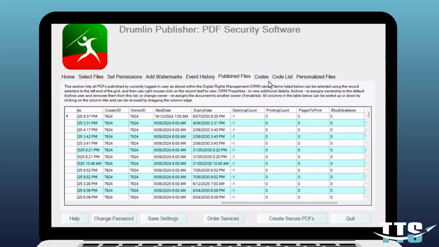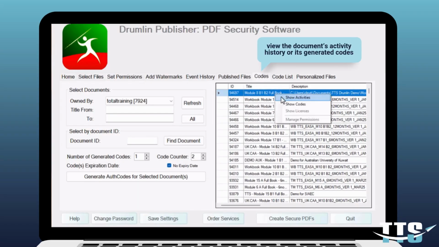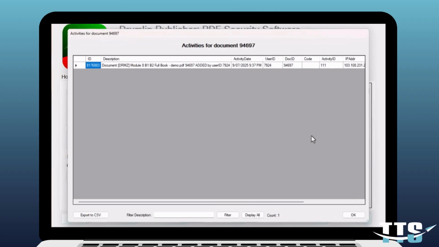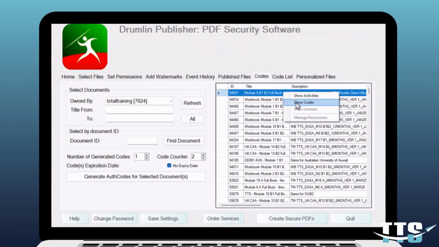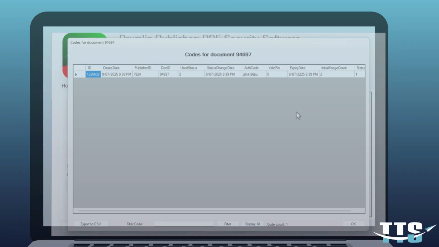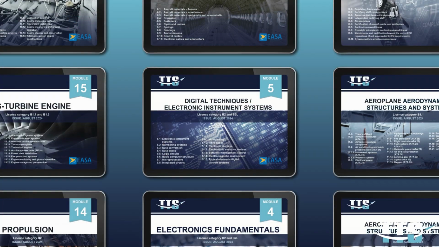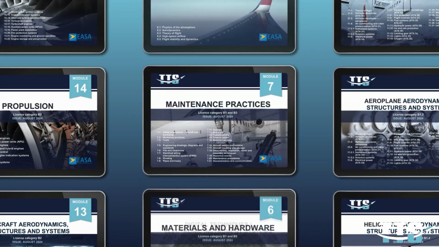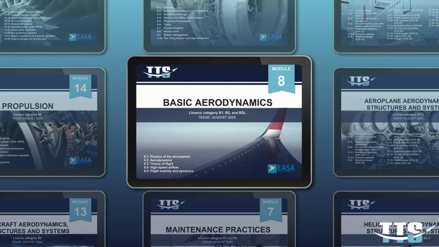In the Codes tab, you can view the activity history associated with that document, or the list of codes generated for that document with associated status information. And that's it. With Drumlin Publisher, you can confidently secure and distribute your TTS training manuals.